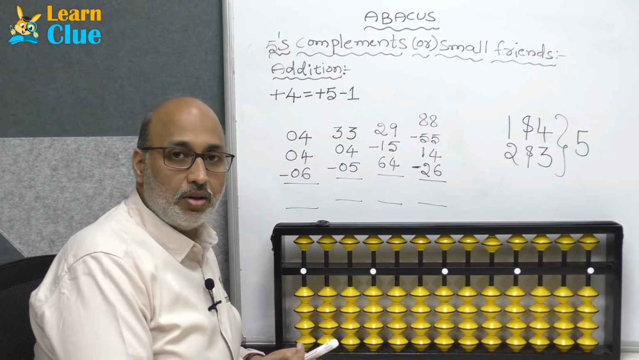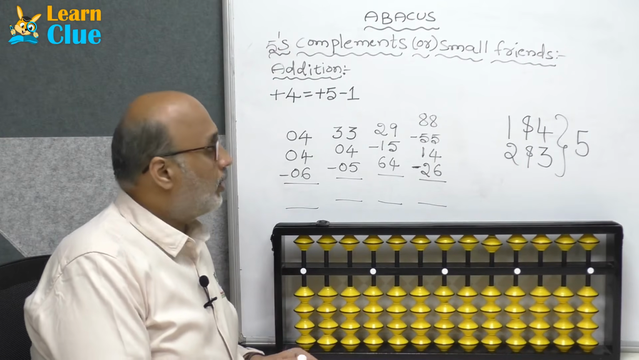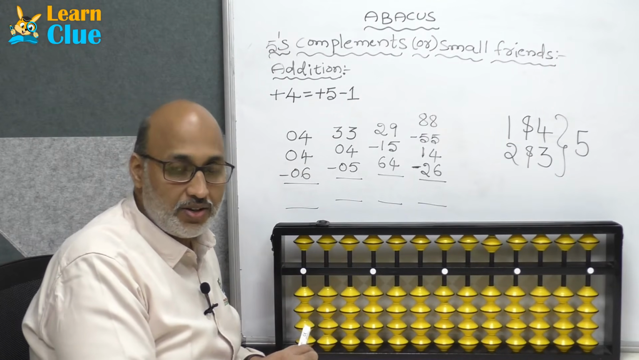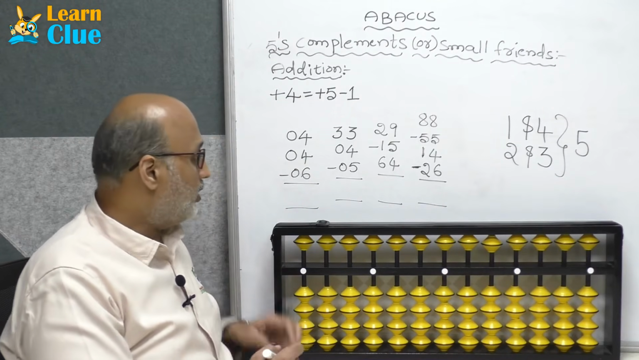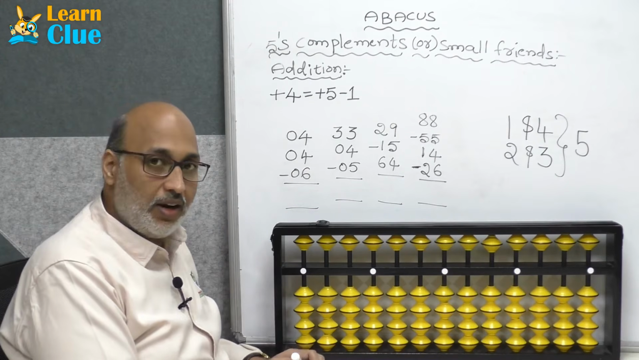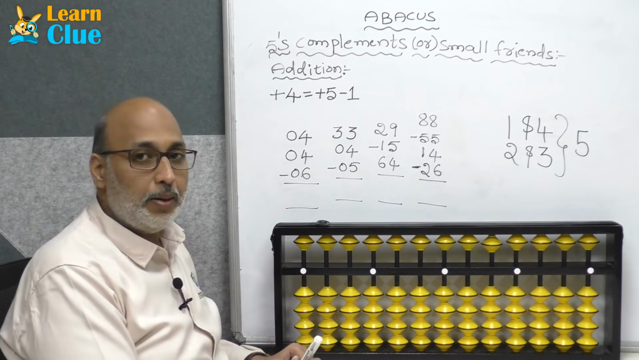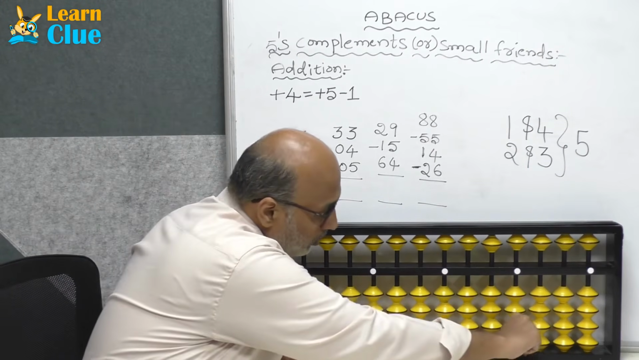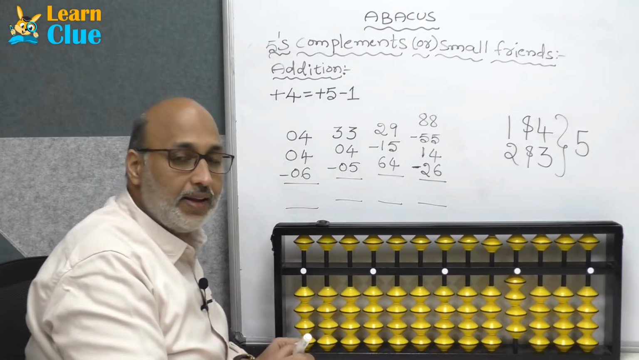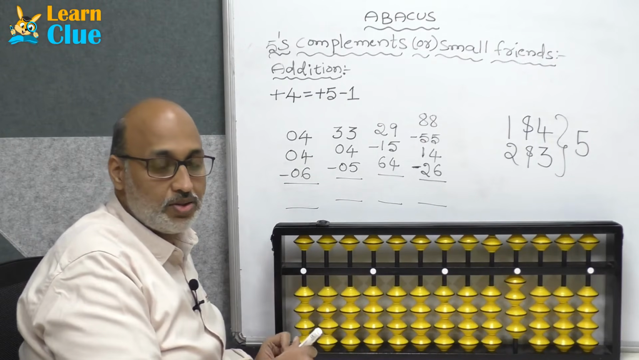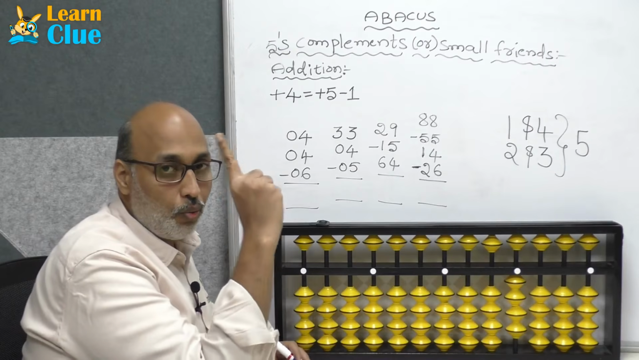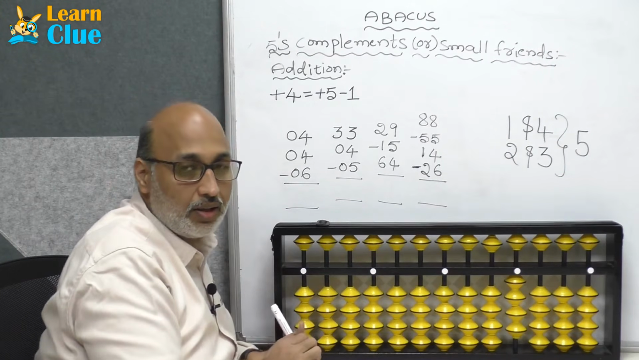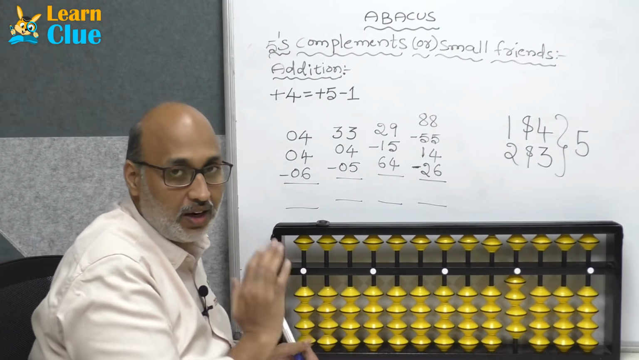Hi students, now we are going to learn addition of 4 in 5's complement additions. Here are some of the problems. Now we will see how to add plus 4. First problem, plus 4. Again they are asking plus 4. We don't have beads. So who is the friend of 4? 1. 4's friend is 1. Okay, the 1 is going to help by subtraction.